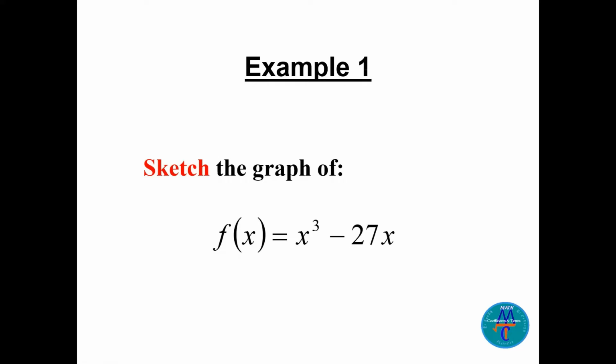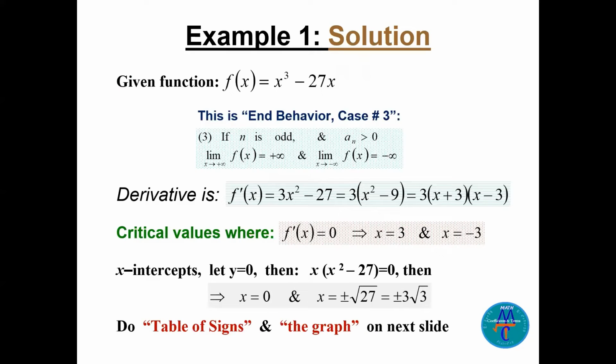Sketch the graph of the function f of x is equal to x cubed minus 27x. You can try it if you like. Let's start with the end behavior. This is case number 3. Why? Case number 3, n is odd. So the highest degree here, power is 3. Okay, leading coefficient is positive. And the limit on the right goes to plus infinity. On the left, it goes to minus infinity.